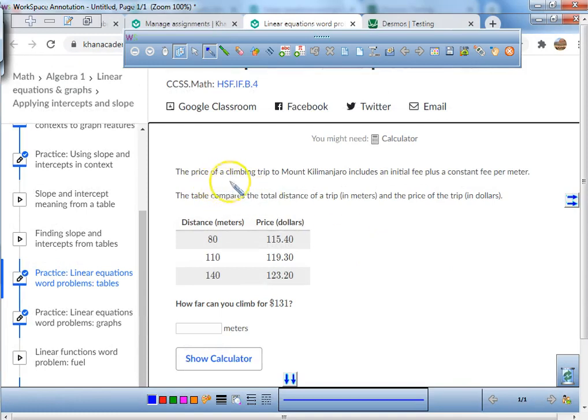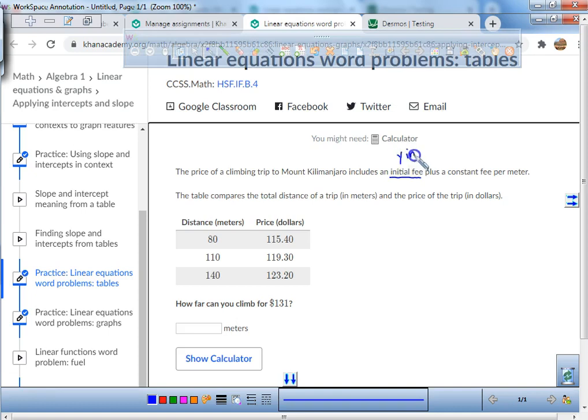Alright, so it says the price of a climbing trip to Mount Kilimanjaro includes an initial fee. Whenever you're reading a word problem, the initial fee is always the y-intercept, okay? So I'm going to label that. That's the y-intercept. Plus a constant fee per meter. Every time you see something per meter or per mile or per something, that's called a rate. So that's going to be dealing with our slope.